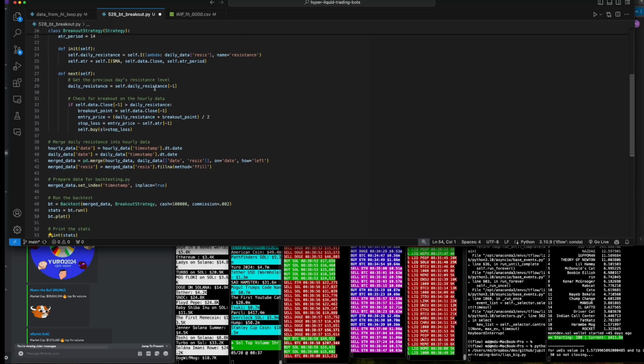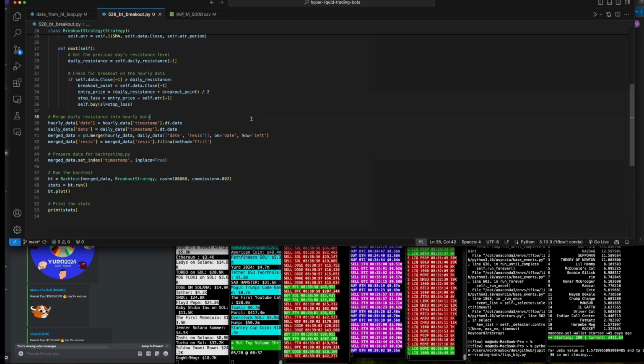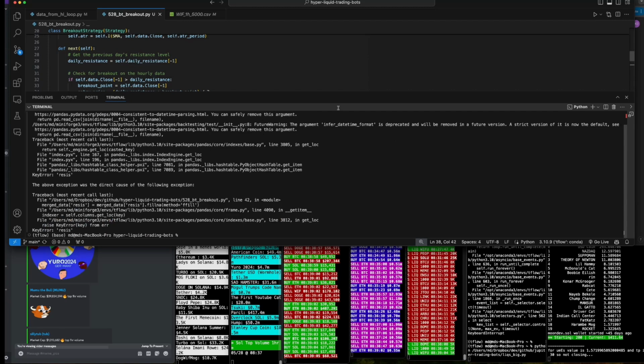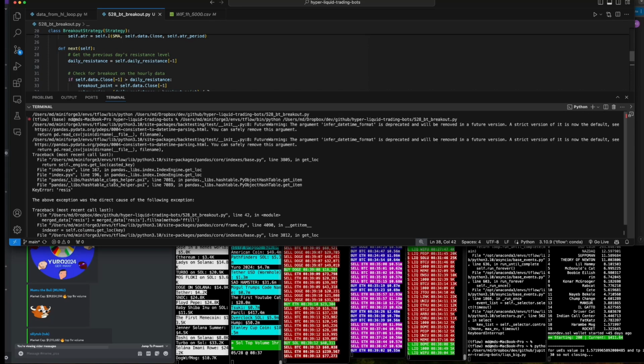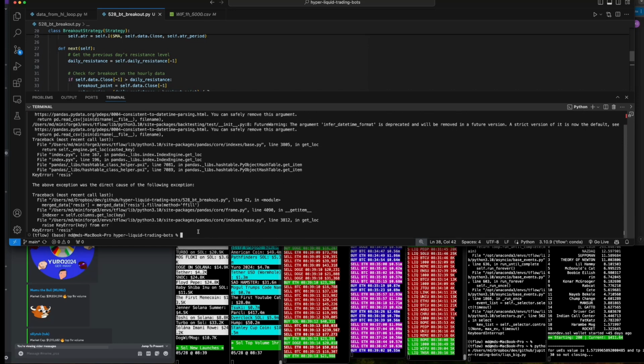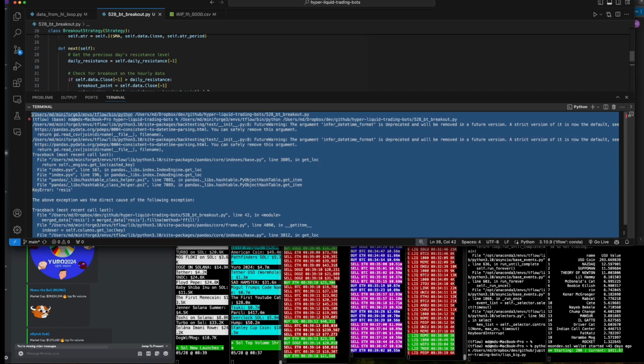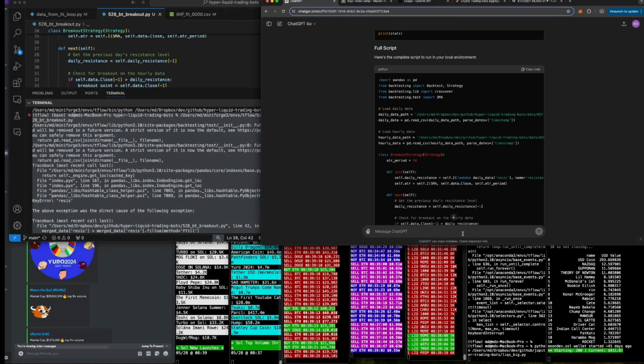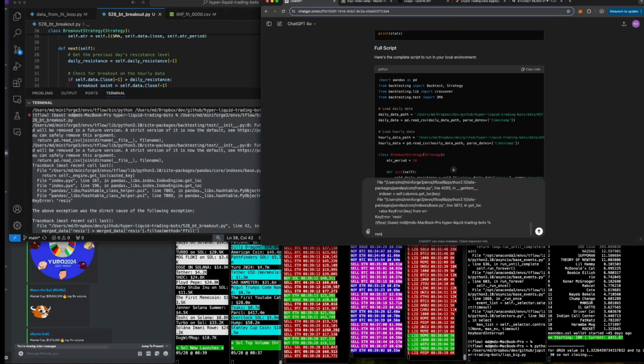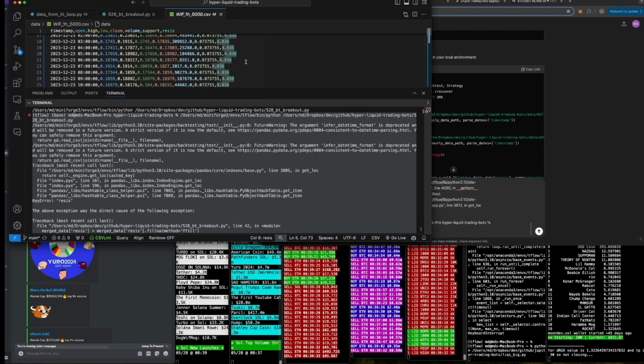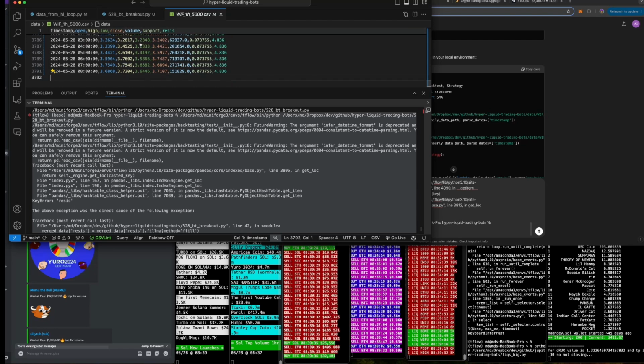So you can see here, it brings in the hourly data and the daily data. Okay, timestamp date, perfect. Let's see what happens. Resist, okay. Do they merge the data? Infer date is deprecated. Key error, resistance, okay. Let's see what this data is looking like. That data looks Gucci.